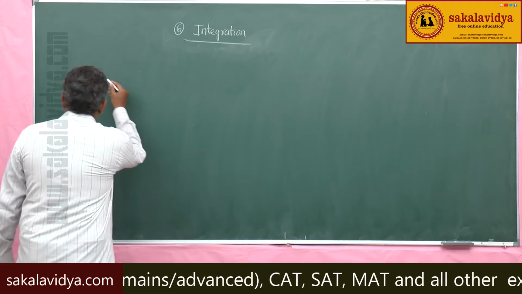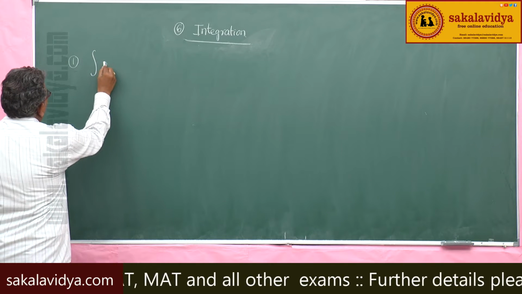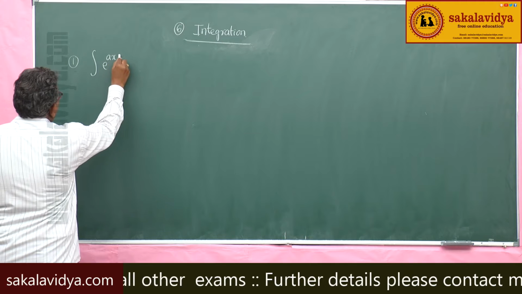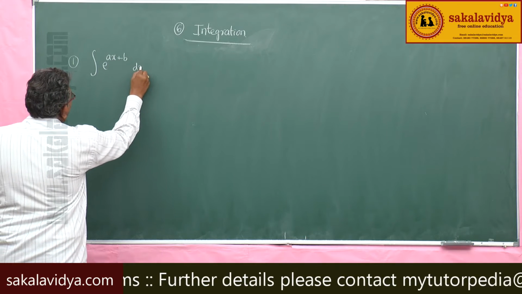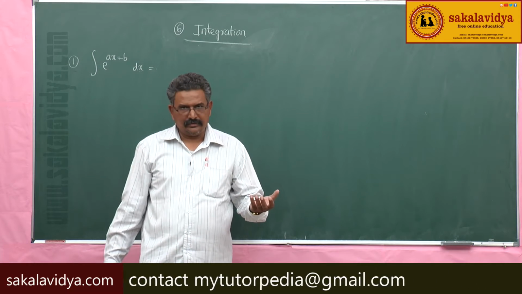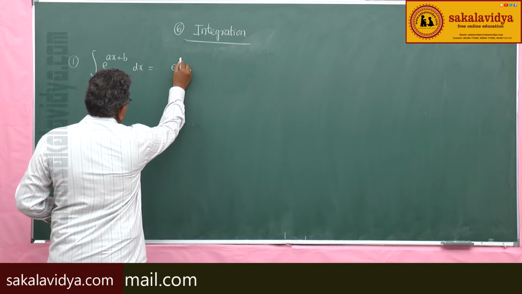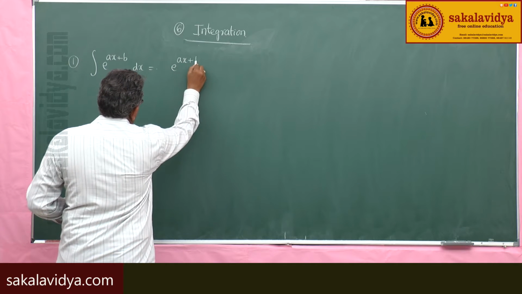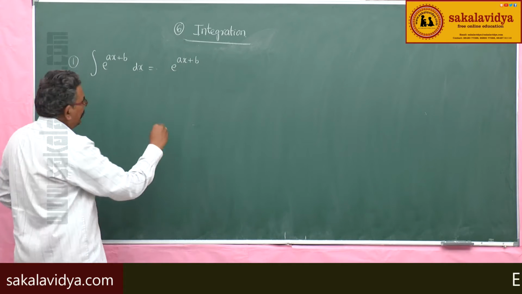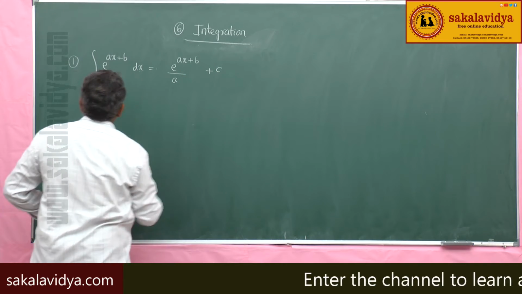So, now first one, integral of e power ax plus b dx. So, this is in the form of integral of e power x. So, we get e power ax plus b only, but derivative of ax plus b is a. So, divide by a. So, this is plus constant of integration.